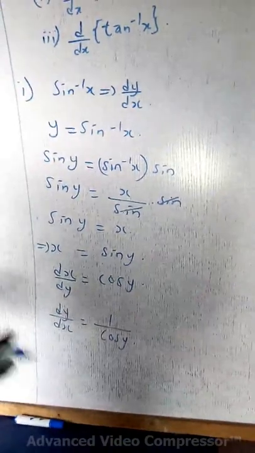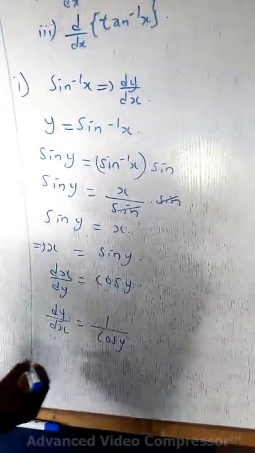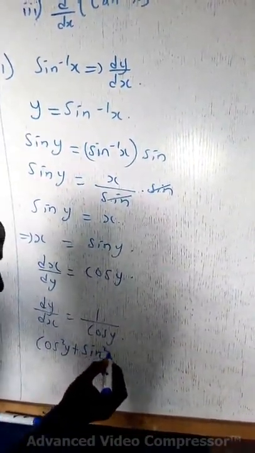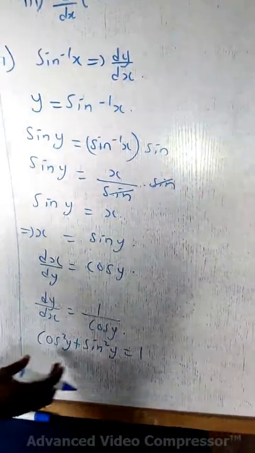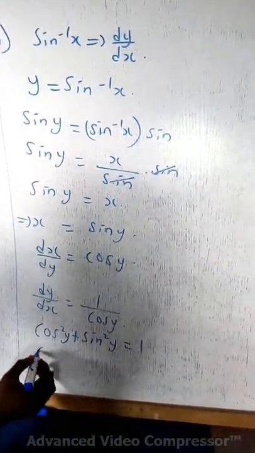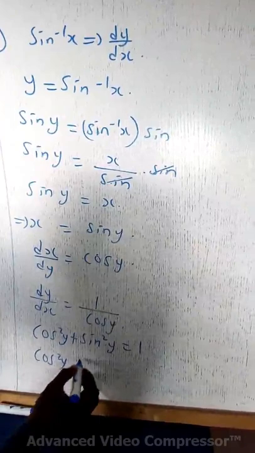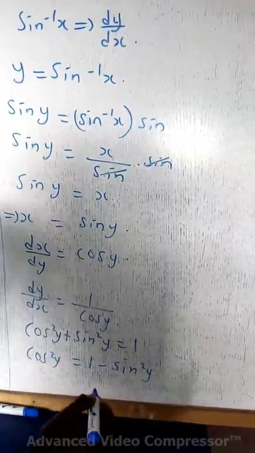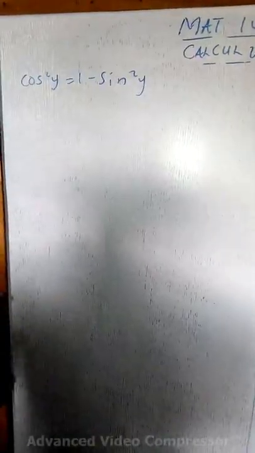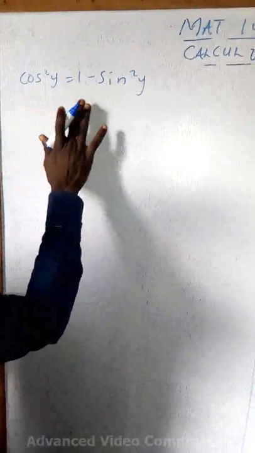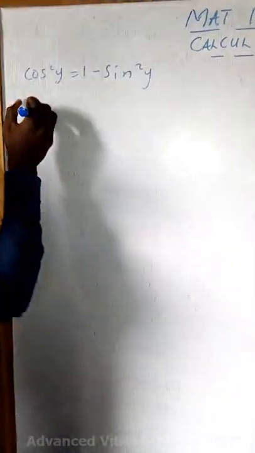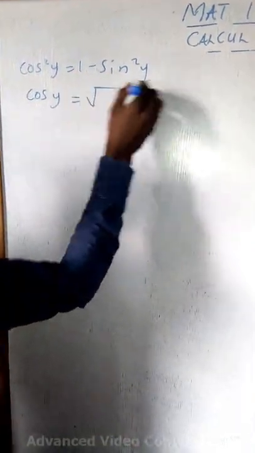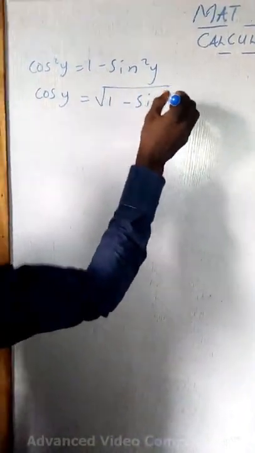We can use the fundamental trigonometric identity, a function that we know to be cos squared y plus sine squared y is equal to 1. Then we can make cos squared y the subject. We can say cos squared y is now equal to 1 minus sine squared y. Then we can make cos y the subject, that's the square root of 1 minus sine squared y.